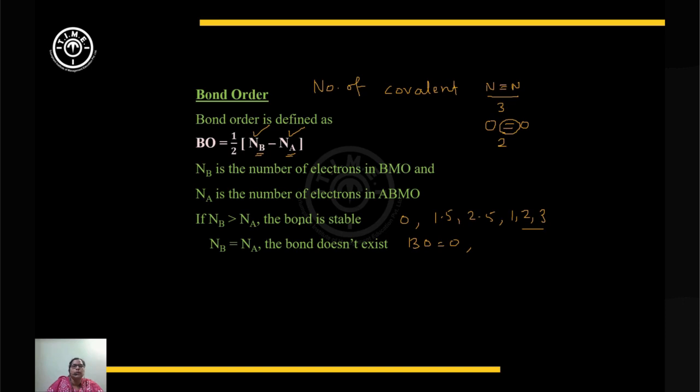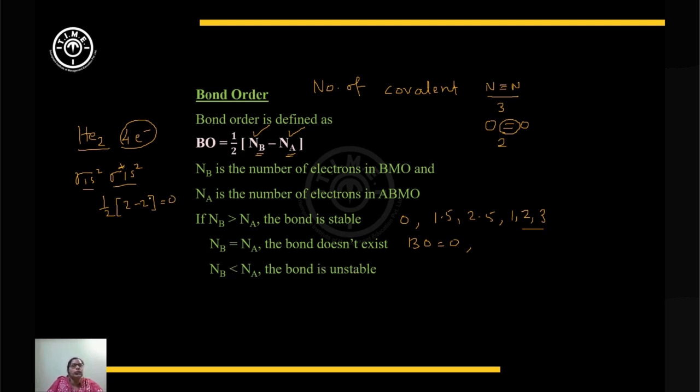For example, if we take the helium-2 molecule, generally we know that helium doesn't form any bond because it is an inert gas. But if we consider molecular orbital theory, the helium atomic number is 2, so 2 plus 2 gives 4 electrons in this molecule. The electronic configuration is sigma 1s2 and sigma star 1s2. So 2 electrons are in the bonding molecular orbital and 2 in the antibonding molecular orbital. If you apply the formula, 1 by 2 into 2 minus 2 is equal to 0. So the molecule doesn't exist.